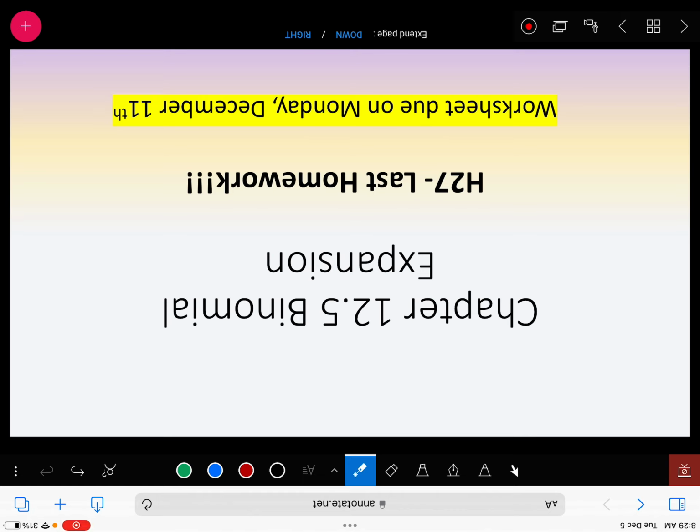So we're going to learn how to expand a binomial. So for example, if I have 2x minus 5 to the power of 6, how can I multiply that out without taking 2x minus 5 times 2x minus 5 times 2x minus 5 times 2x minus 5 times 2x minus 5 times 2x minus 5? Okay, we're going to use a pattern called the Pascal's triangle.